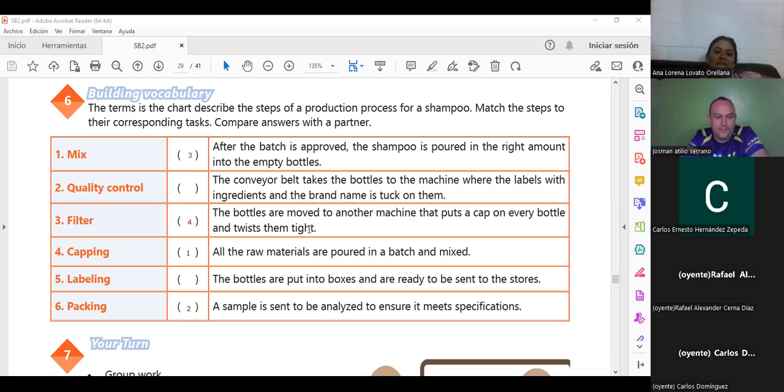Okay, then. What about number five, guys? Labeling. It's about the conveyor belt takes the bottles to the machine where the labels with ingredients and the brand name are stuck on them. It's talk. Right. All right. Label. And number six.